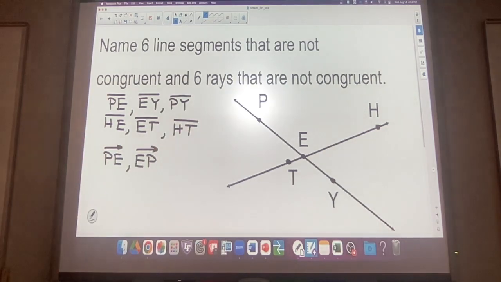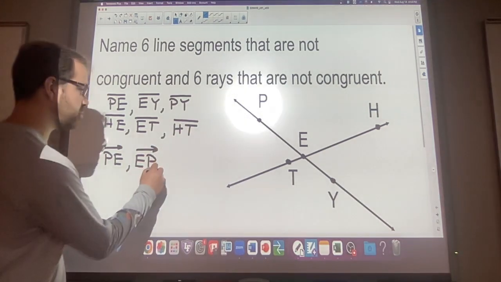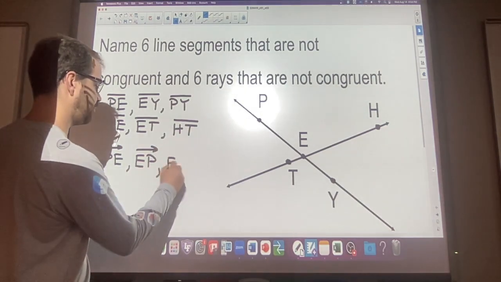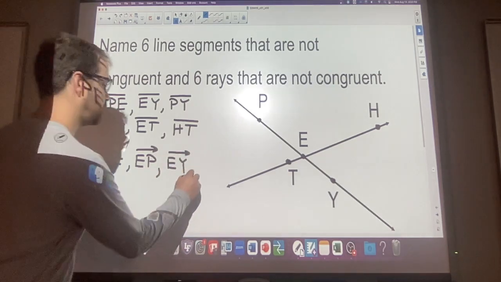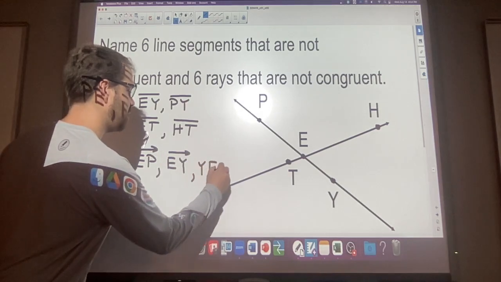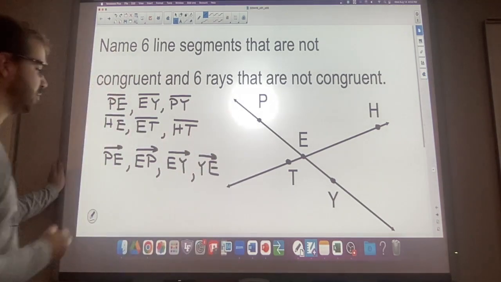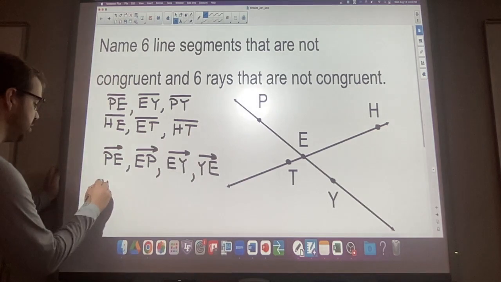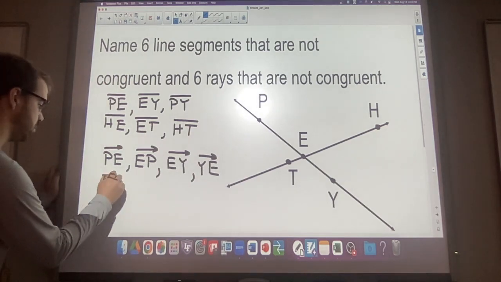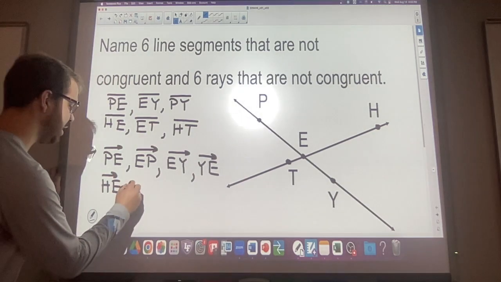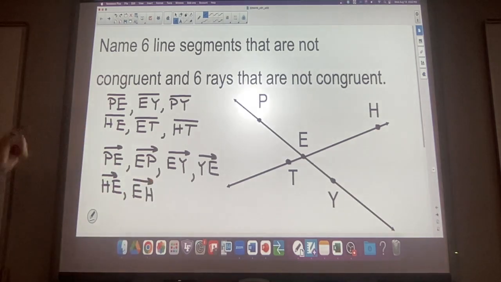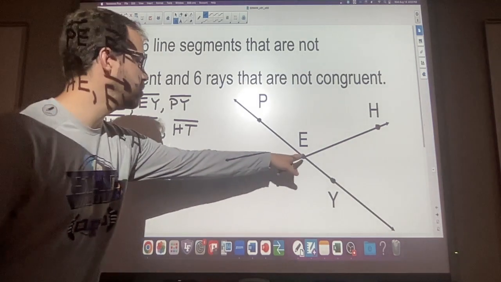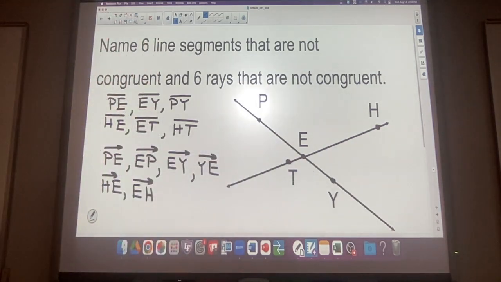All right, there's more than 6 rays because you can switch the order, but we could do EY, and then we could do YE. Let's go to the left, going the other way. You could do HE, and then EH. Okay, go to the right and then to the left. And then there's 2 more. You could do ET and TE. And that would be 2 more, but that's 6. All right, moving on.